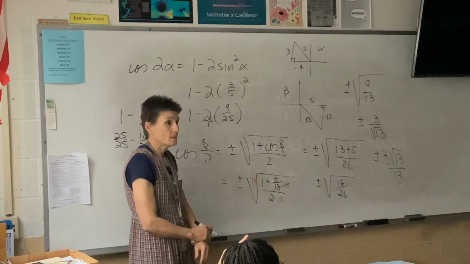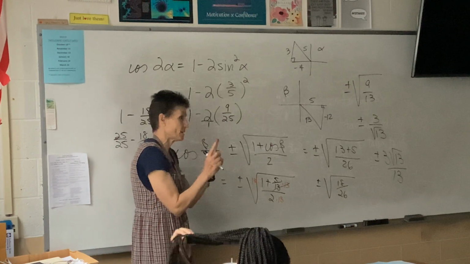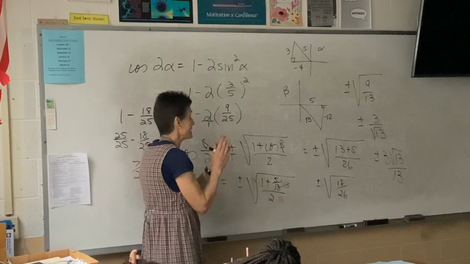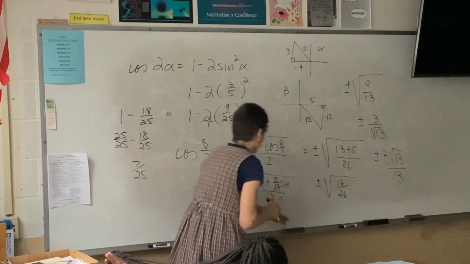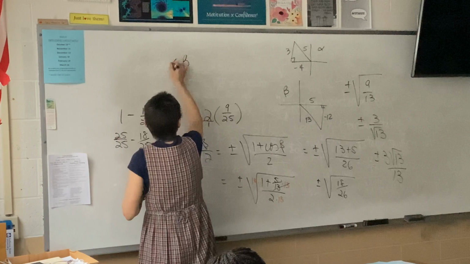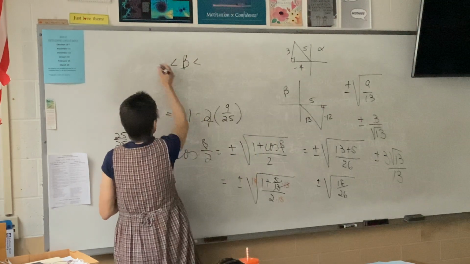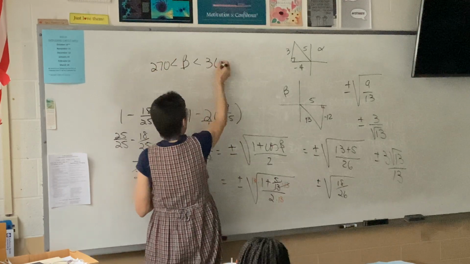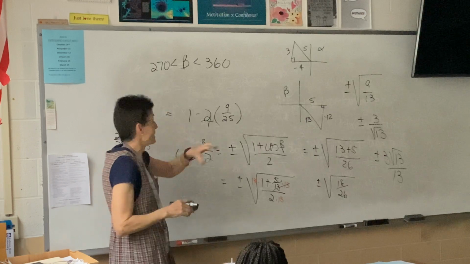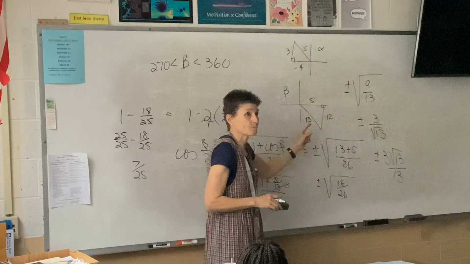You got it? All right, now we gotta decide if it's a plus or minus, and this is a little bit tricky, so try to pay attention, try to follow along. In the very beginning of the whole problem, we were told that angle beta is between 270 and 360. Now, I changed that to degrees. Is that okay with everybody? So angle beta is between 270 and 360.